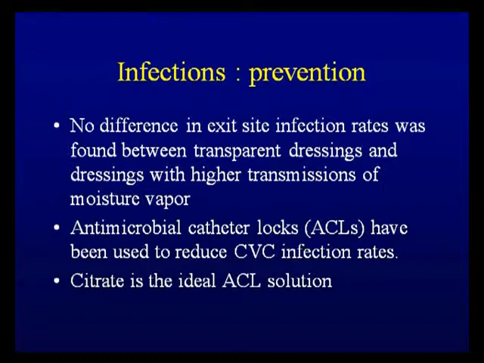Antibiotic catheter locks have been used to reduce central venous catheter infection rates. And currently citrate is the ideal lock solution.